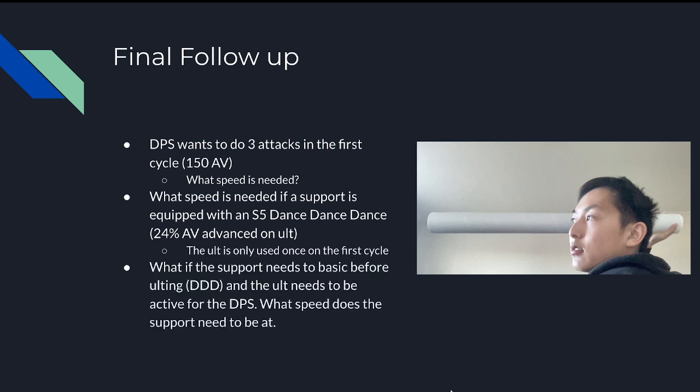What if the support needs to actually basic attack before ulting, and then the ult has to be before the DPS? So the support goes, does the ultimate, and then that pulls up the DPS a little bit. How much faster does that support need to be in order to have the ultimate active as compared to the DPS unit? So, understanding these questions will be a very practical demonstration that you understand the roles of speed and what can happen.